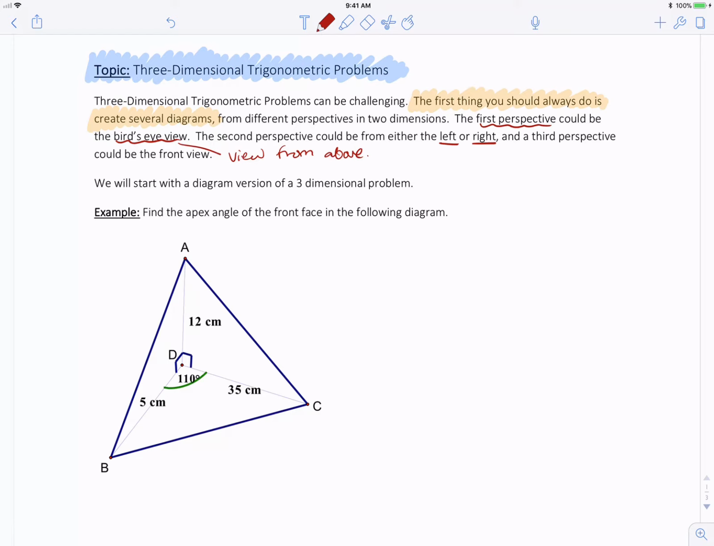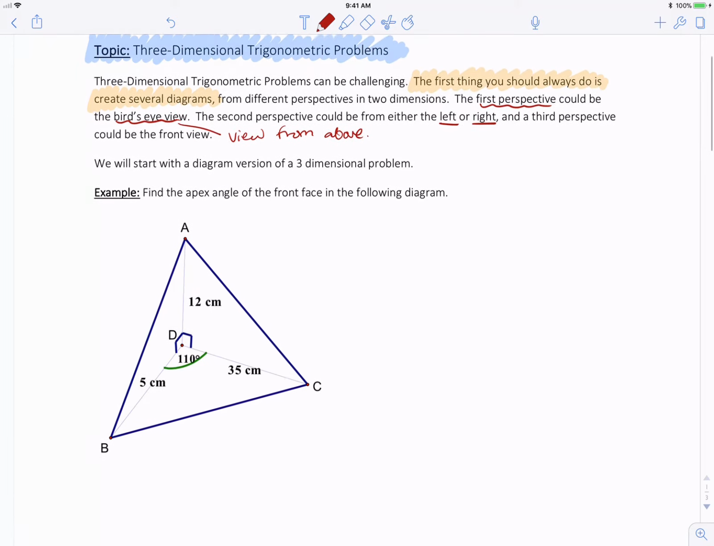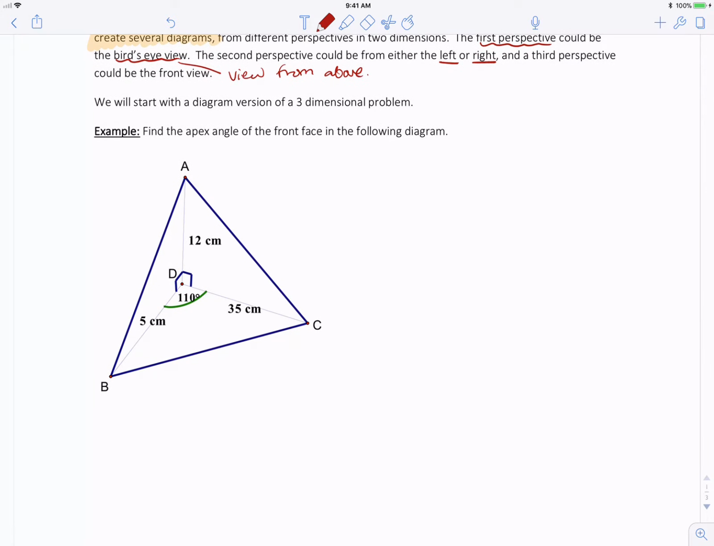So sometimes I need 2 different views, sometimes I need 3 different views. It just depends on the situation. We're going to go through 2 different types of problems just to focus setting these up. So here's our first example.